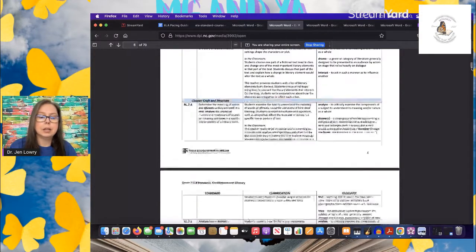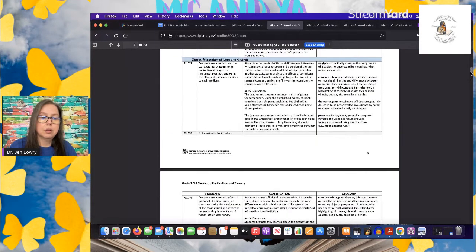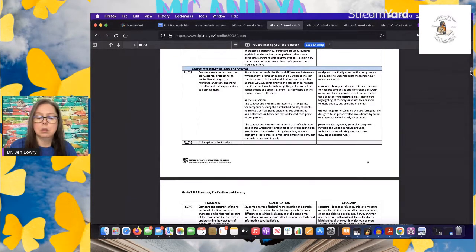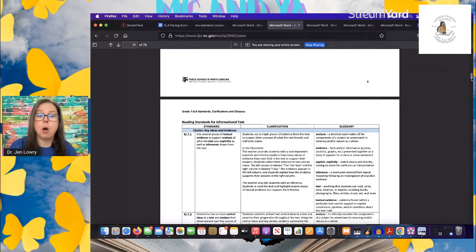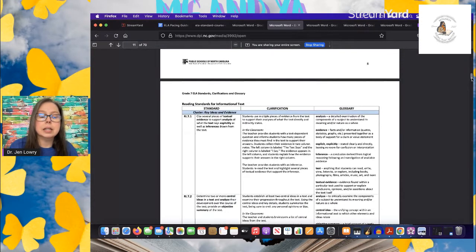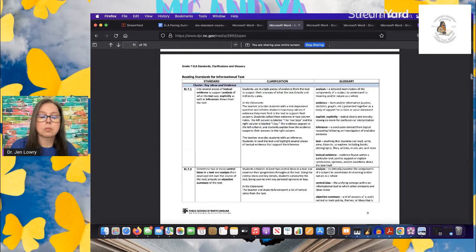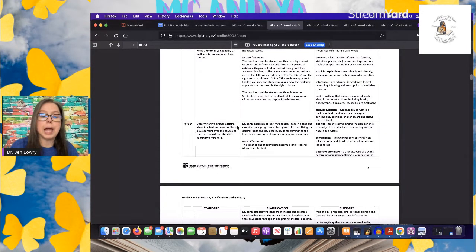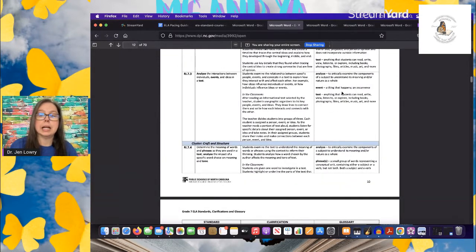And as you can see, when you scroll down from this point of the standard, from RL, then you're going to move to RI. And remember, RL was literature, RI is informational text. And so let's look at the difference here. So you can see textual evidence is still here. Theme is still here, central idea, summary, the interactions between individuals, events, and ideas.